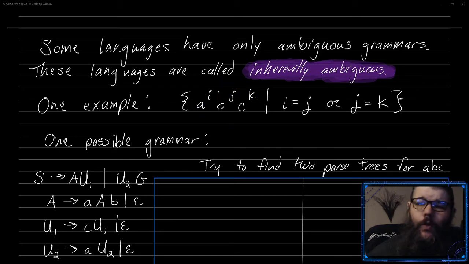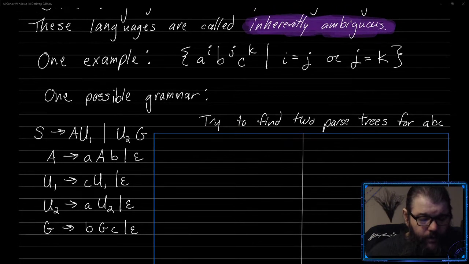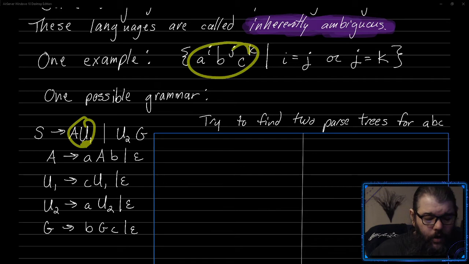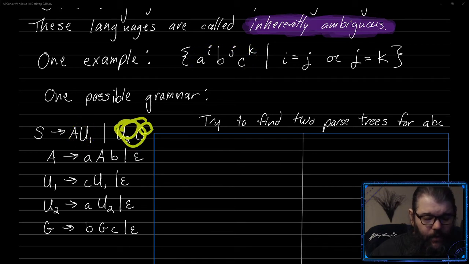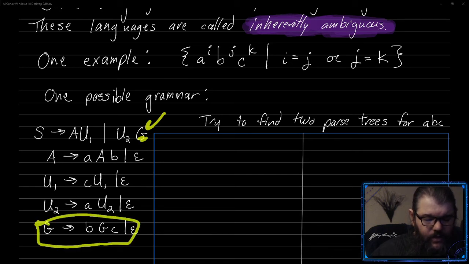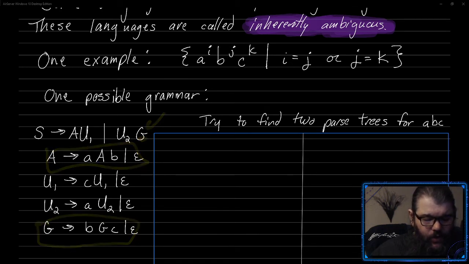And it turns out that no matter which way you write the grammar, maybe not all strings, but some string in the language will have an ambiguous parse tree. So I've drawn the grammar that recognizes this language here. You can see it starts off with, what if the A's and B's match followed by any number of C's that you want? That's one option. Or what if we have A's followed by the number of B's and C's matching? So G is the B's match C's, A is the A's match B's, U1 is C star, and U2 is A star.